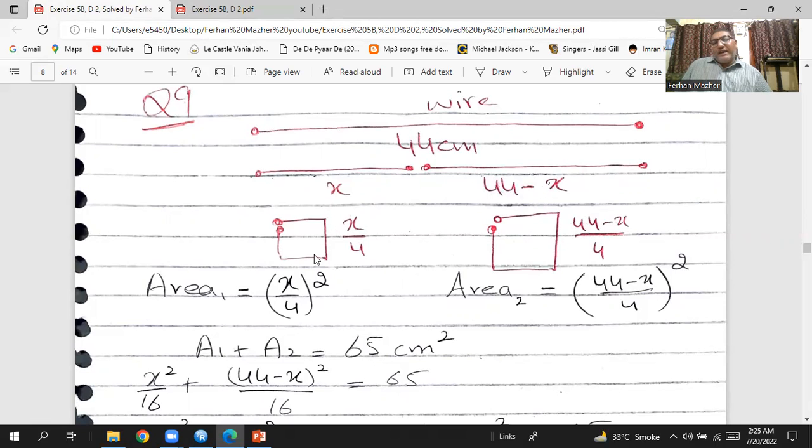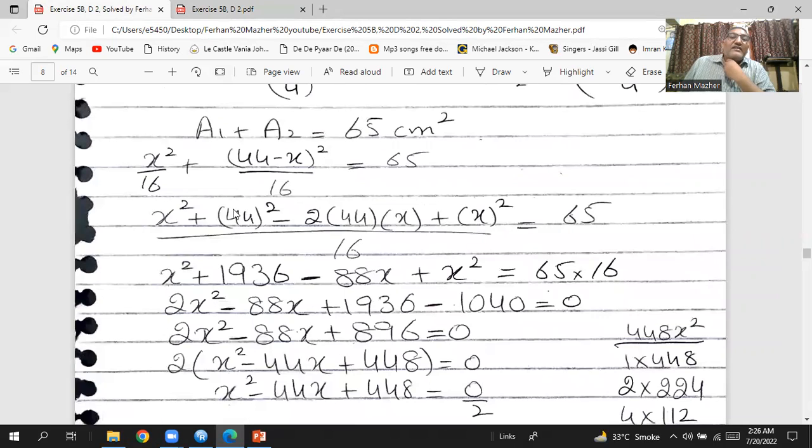Okay. The area 1, the area of this square will be L square, the square of its side, and that will be x by 4 whole square. And the area of this square will be 44 minus x divided by 4 and the whole square. He says that the sum of the areas of these two squares is 65. So area 1 plus area 2 will be equals to 65. Okay, the area 1 is x squared by 16. Area 2 will be 44 minus x whole square divided by 16 equals 65.